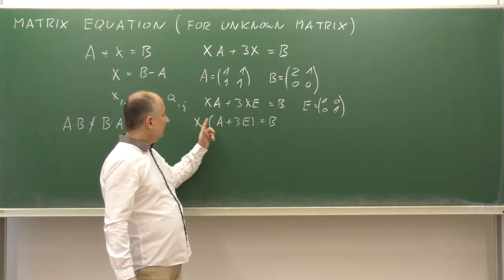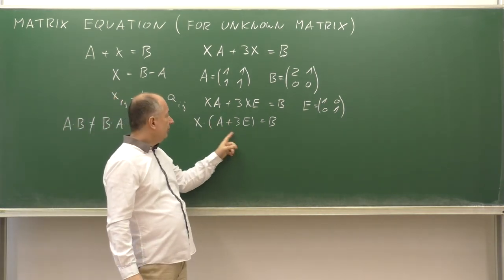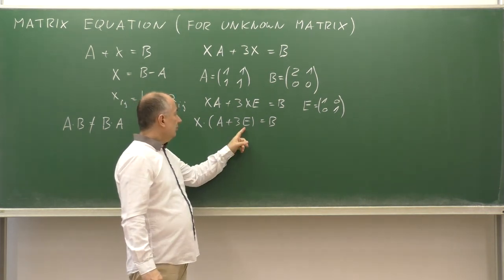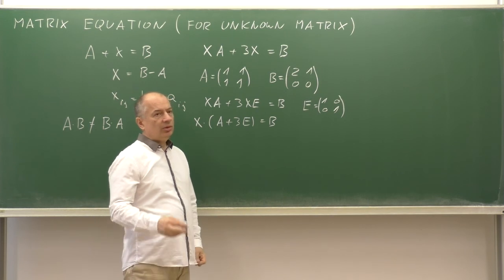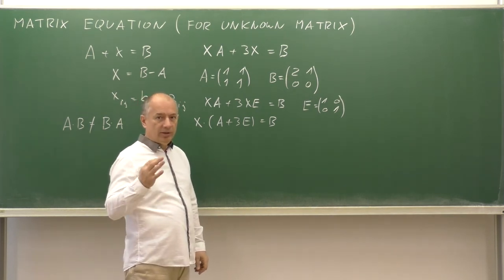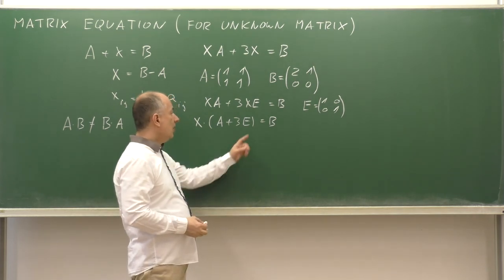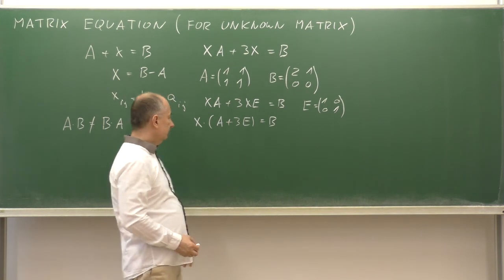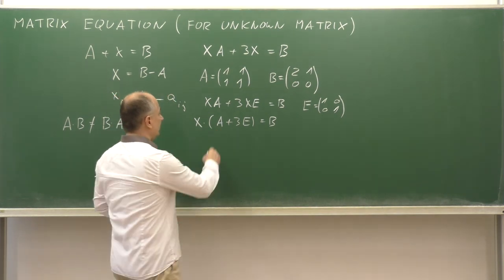Now if it were just numbers, then we would divide by this bracket. This is a matrix, and we don't say we divide by a matrix, we rather multiply by the inverse. So, first we should test whether the inverse exists at all. So let's write down this bracket.